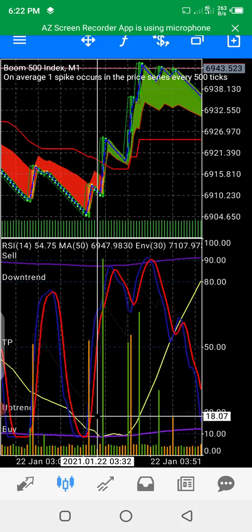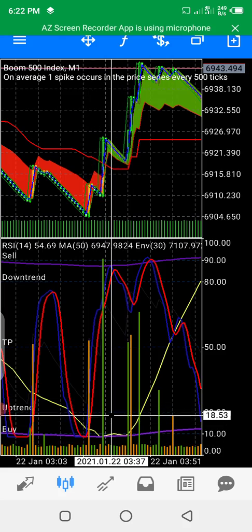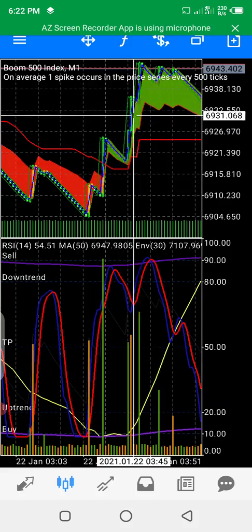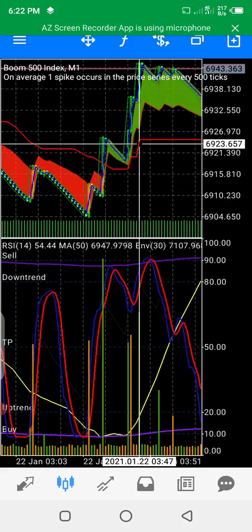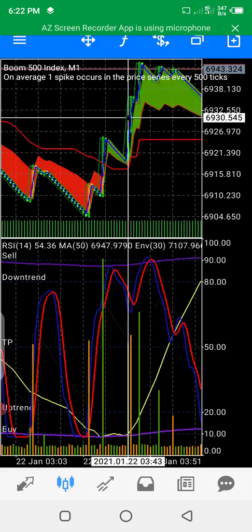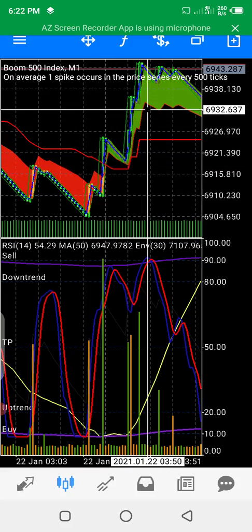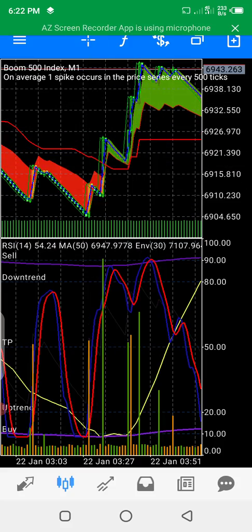When we are trading Boom, and this indicator tells us we are in an uptrend, always remember it's time for us to catch spikes. Look at the color, it has changed. It is green now. Green for spikes. It's just spiking. There we're catching spikes.